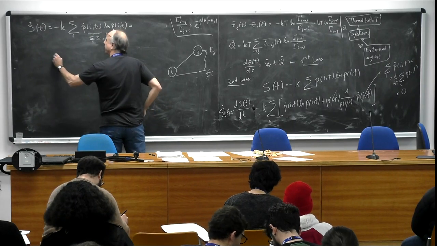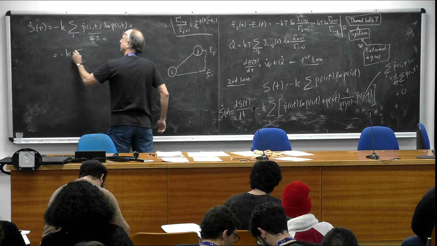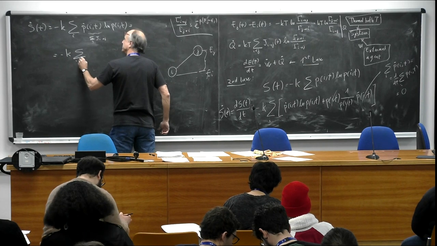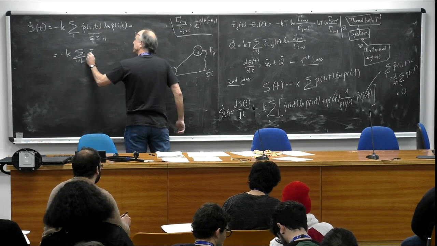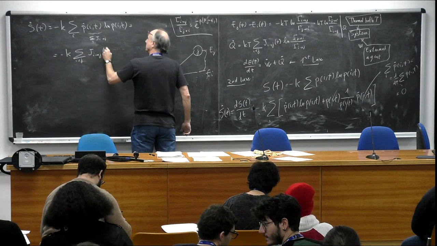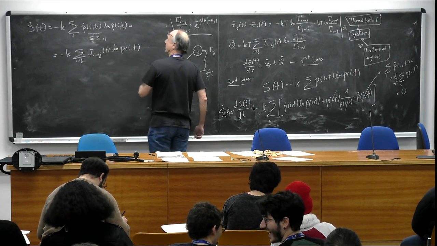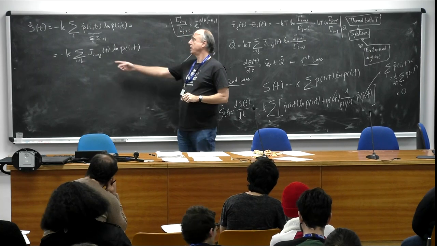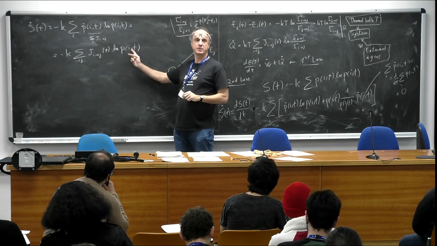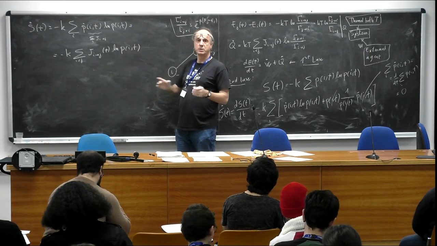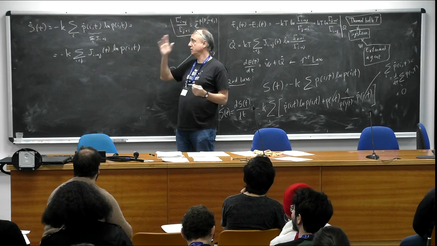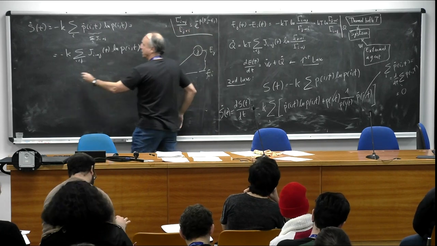I have minus k, the sum over ij of Jij times log of pi. So now I have this current times something that depends on the state i. So I can use this. This trick is very common.